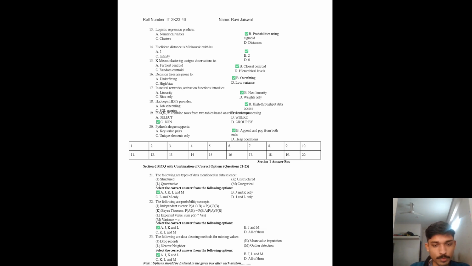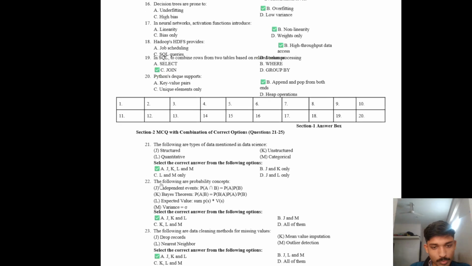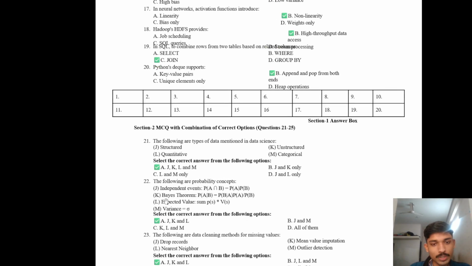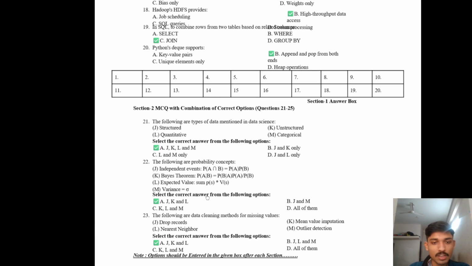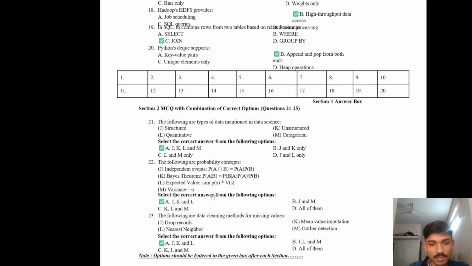So now next one is 22. The following are probability concepts. So the probability concepts include option A, independent events, if P intersection B equals multiplication of PA and PB. Bayes theorem is P(A|B) equals P(B|A) into P(A) divided by P(B). Expected value is sum of P(x) into V(x) and variance is sigma. So the M part is correct because variance is sigma square. It is not sigma. Sigma is actually standard deviation.